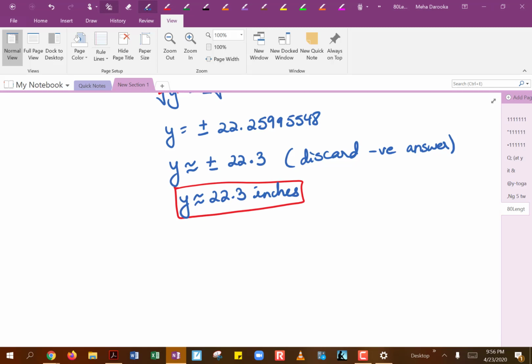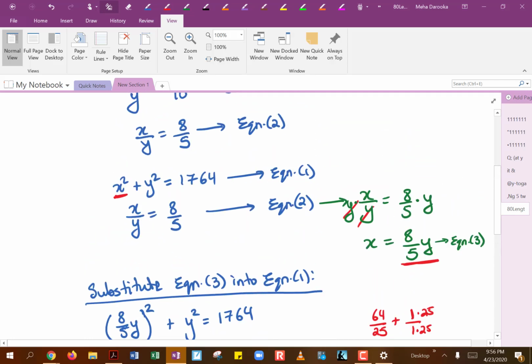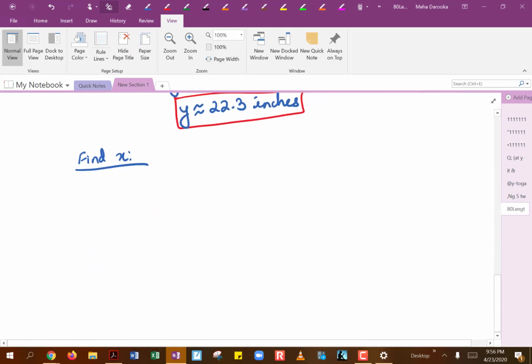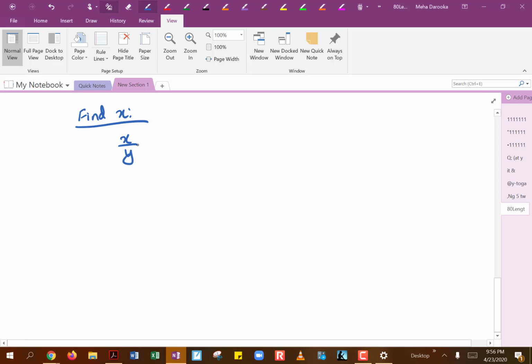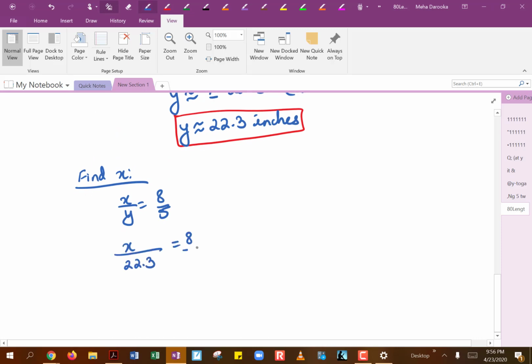Okay, so now that we have our y value, that of course means we need to go back and find the x, or the length of our TV. And you can use equation 1 or equation 2, but I think I'm actually going to use equation 2 over here. X over y equals 8 over 5. Okay, and of course your y value is 22.3 equals 8 over 5. And again, you can use cross product to find that value of x.